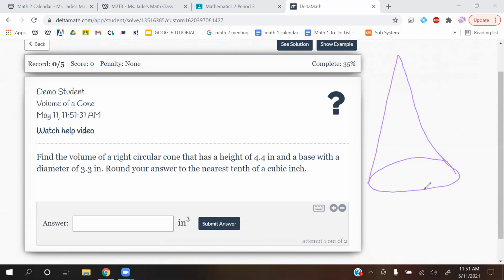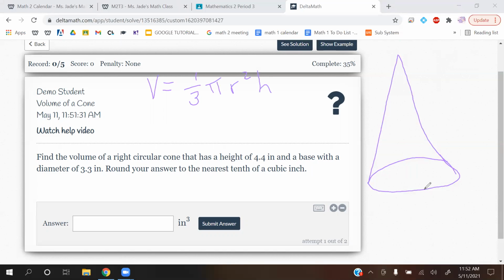So let me also write out the formula that you're going to want to write as well. Of course, it's in the notes, but you should always write them down anyways. So volume is 1/3 pi r squared h. This is the formula. R stands for radius, h stands for height. Let's see what information they give us.